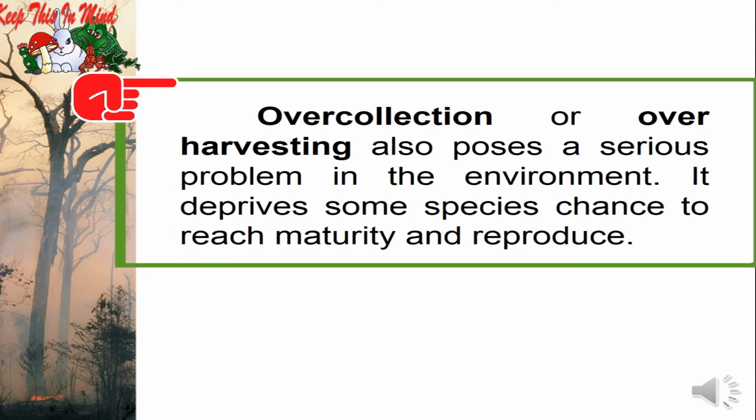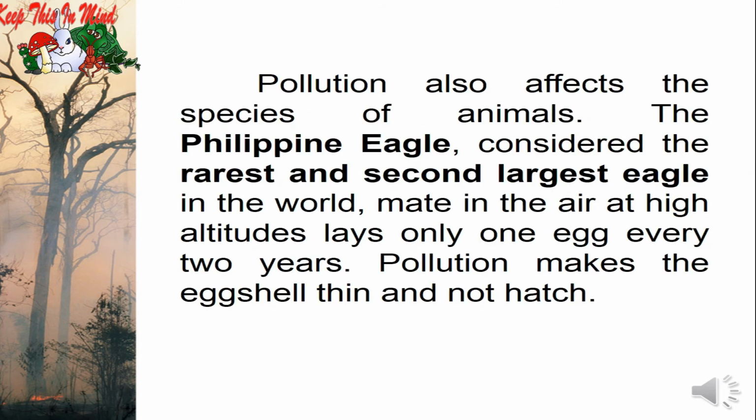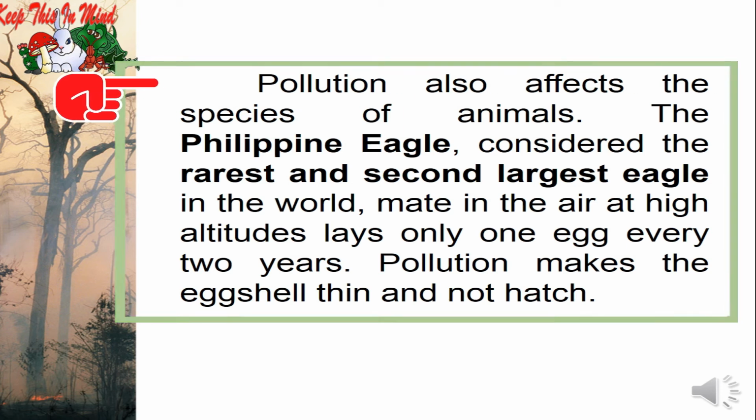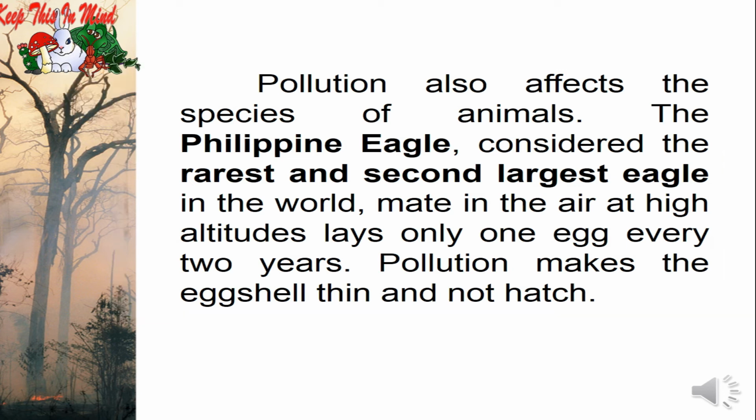Overcollection or overharvesting also poses a serious problem in the environment. It deprives some species of the chance to reach maturity and reproduce. Pollution also affects species of animals. The Philippine eagle, considered the rarest and second largest eagle in the world, mates in the air at high altitudes and lays only one egg every 2 years. Pollution makes the eggshell thin so it does not hatch.